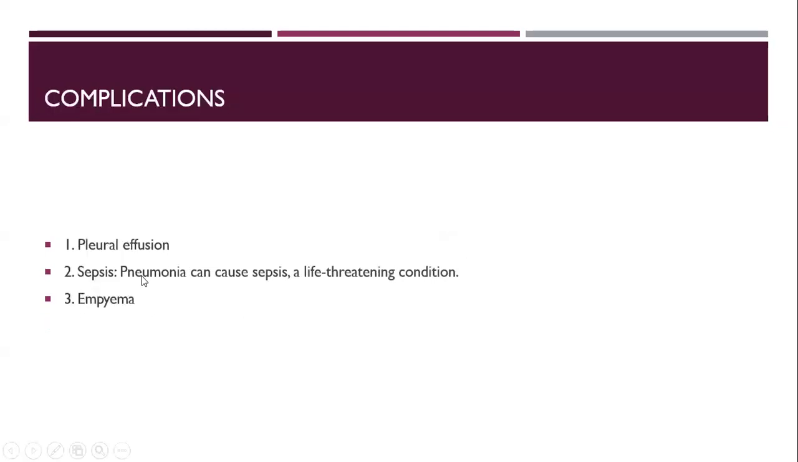All right, good. Complications of pneumonia. There can be pleural effusion, there can be sepsis, and there can be empyema because there are exudates in your lungs, in the airway. So if care is not taken, and maybe your lungs rupture, the fluid in your alveoli can spread to your pleural space, and you can get pleural effusion, you can get empyema.